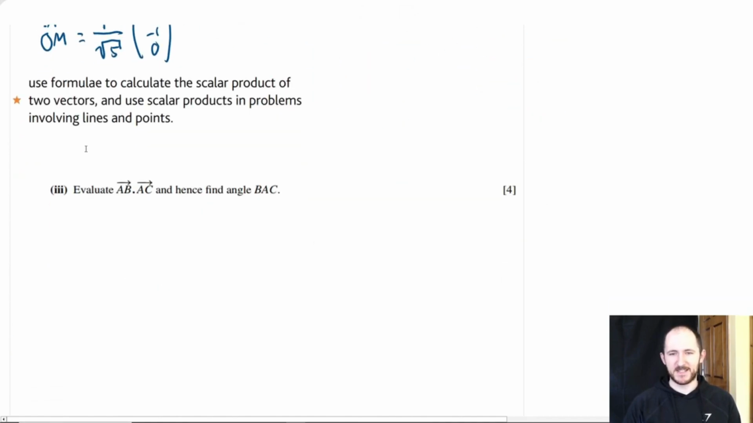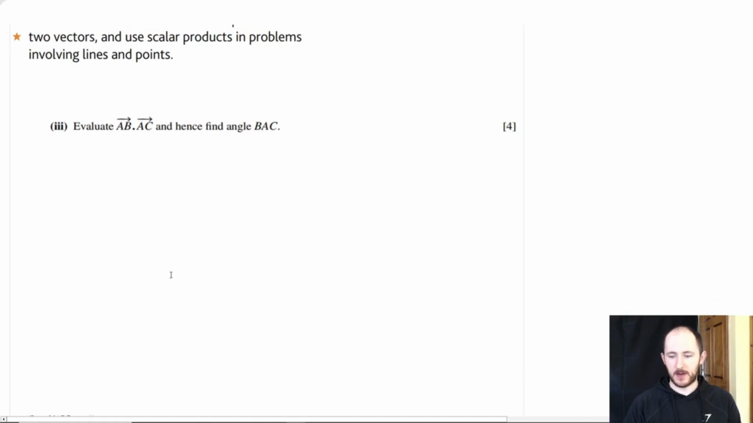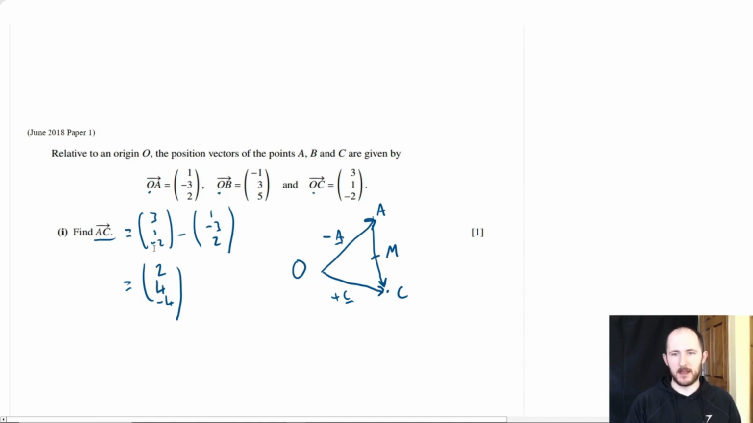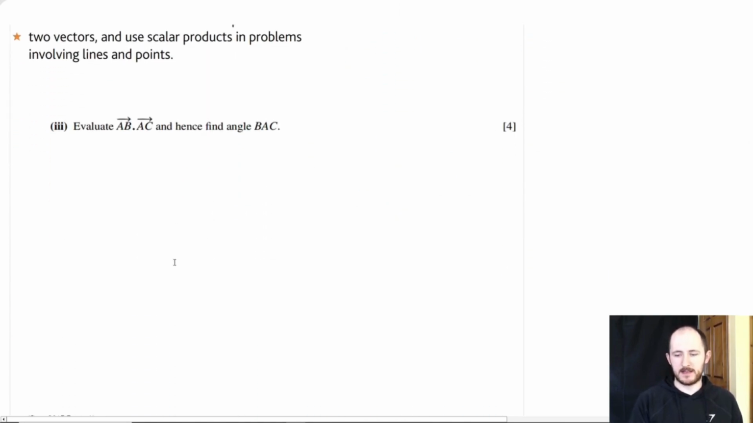Nice. Okay. So we have to do the scalar product of two vectors and use the scalar product in problems. So there's two definitions of the scalar product. And I think the best way to do this is to show you through an example. Okay, there are two definitions of the dot product. The first one is, so for part 3, the question is using AB and AC from up here. Okay, so I'll give you those vectors now.